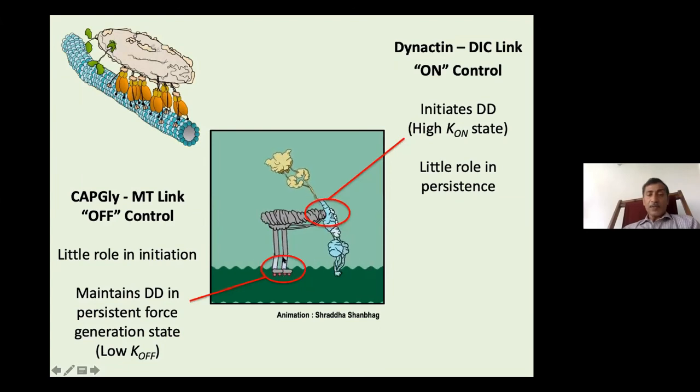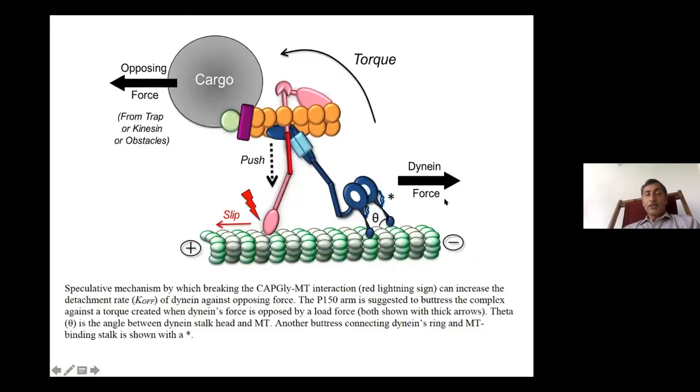So in contrast, this interaction here, where the dynactin is binding to the microtubule, is not really required to get started, okay, but it is required to sustain the force when you are moving. Now, how might this happen? Okay, so this is a speculative model, and this is something from a physicist's point of view, which is interesting to try to understand.